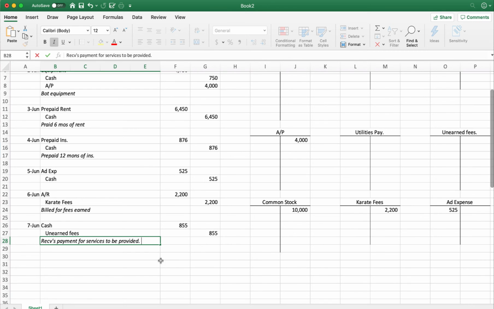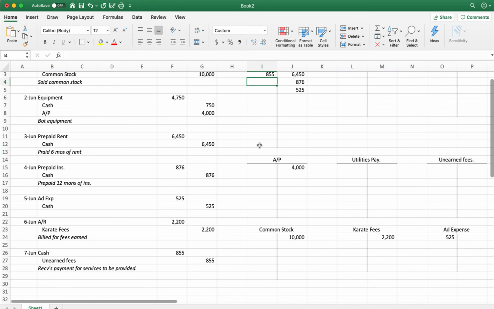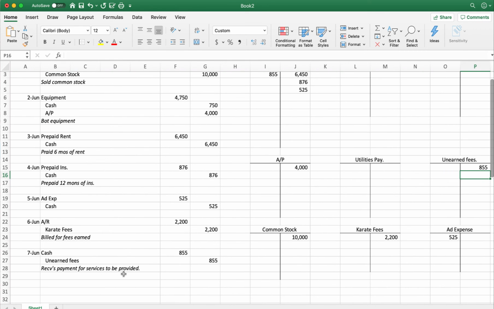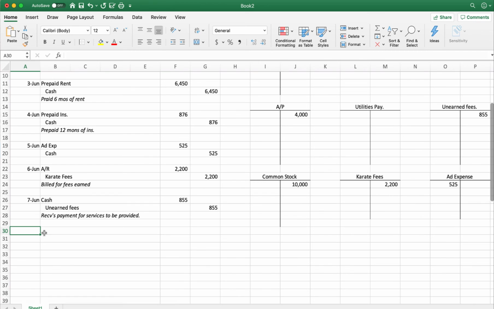Okay? So I need to post these. Well, my cash is going up, right? So I'm going to debit cash for $855. I need to find my unearned fees, which is right here, and I need to post that. Remember, unearned fees is a liability. So I'm going to credit it for $855. If I forgot that I had to credit it, just go back and look at your journal entry, because you're basically taking what you did in the journal, posting it to the ledger. That's it. Okay? So let's go ahead and look at what happened next on 6/8. Sounds a little better, doesn't it?